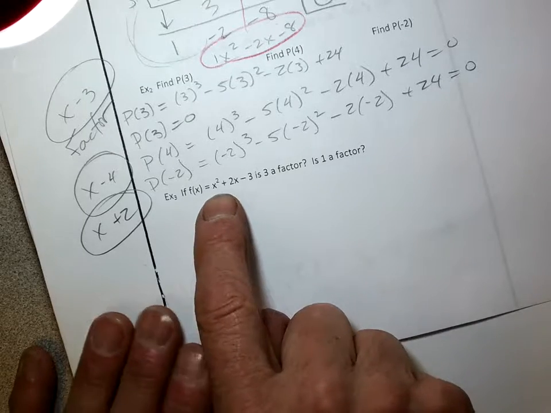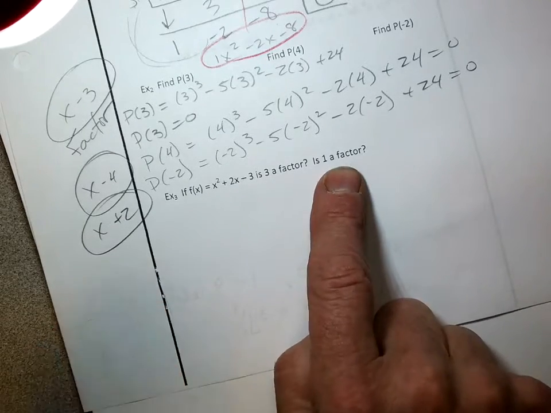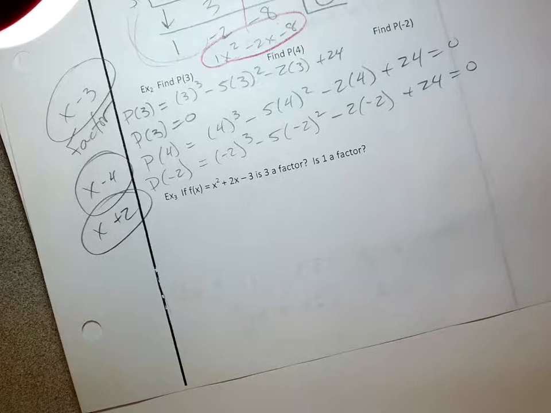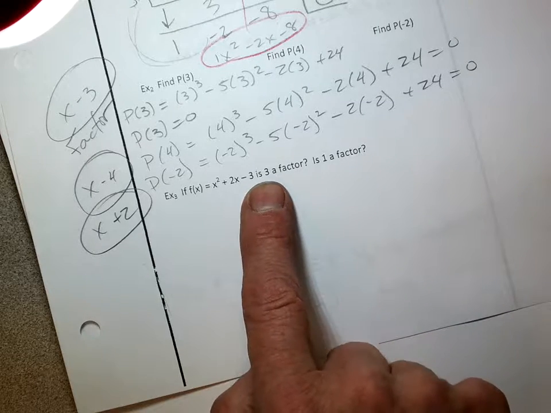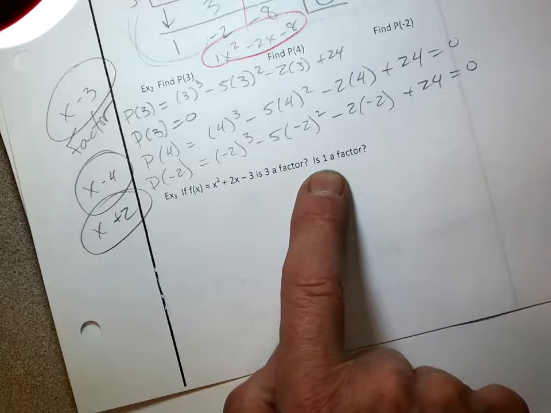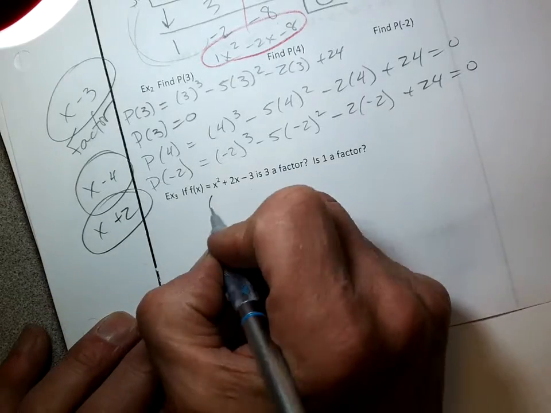Okay, example 3. If f of x equals x squared plus 2x minus 3, is 3 a factor? Is 1 a factor? So there's two ways to do it. One is to factor it, right? You guys want to just factor it, or do you want to try synthetic substitution? If I plug in 3 and get 0, it's a factor. If I plug in 1 and get 0, it's a factor, right? But if it just factors, let's see what we got.